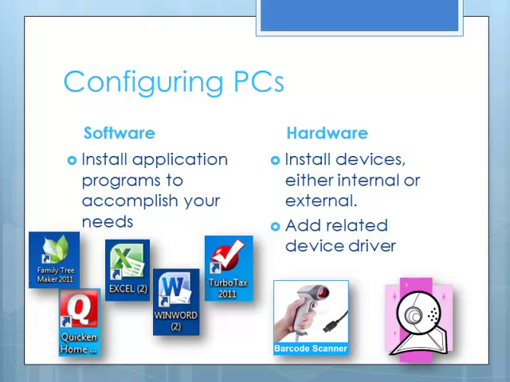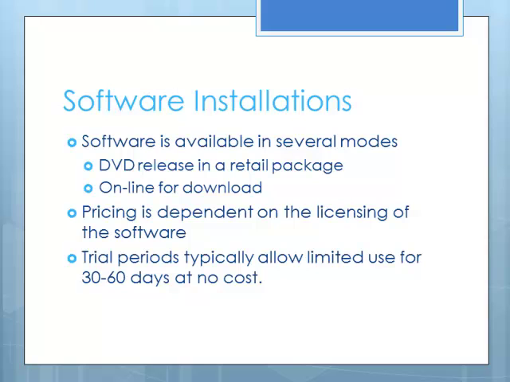TurboTax, good for doing your taxes. Your Quicken Home Finance, that's for managing your money. Family Tree Maker, if you're into tracking your family genealogy. Those are some software packages. But then you can look at different types of hardware. Some extra things that you might not have added to your computer yet might be a barcode scanner. In a retail instance, that would be a nice addition to have on a computer. Or a webcam. There's many other types of hardware that can be added.